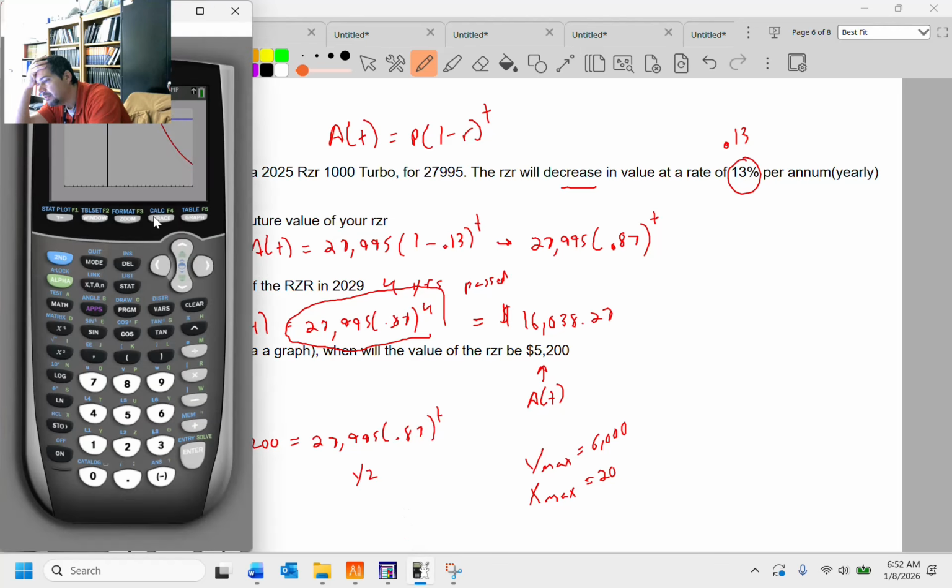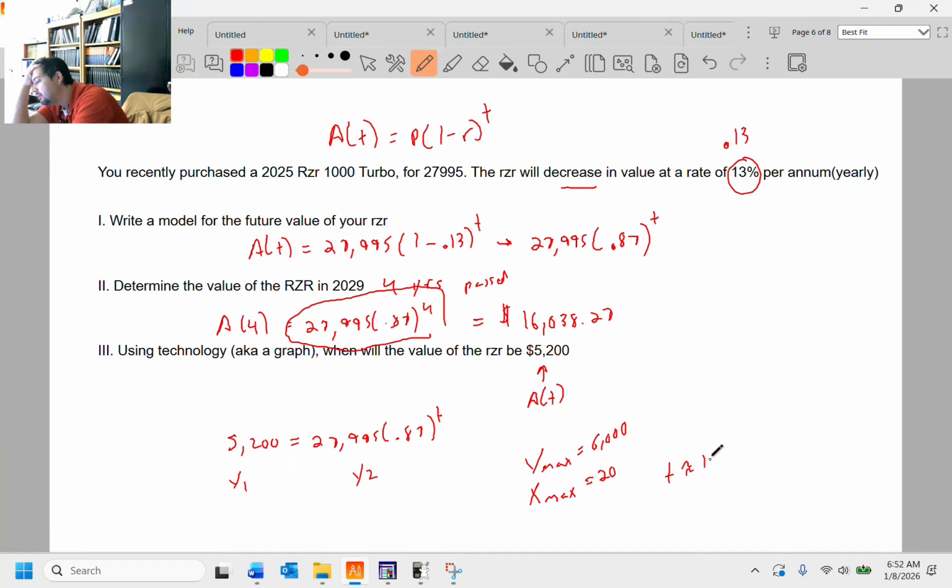So second trace, 5 for intersect, enter, enter, enter. And it took just a touch over 12 years. It was 12.09 years. I'm looking at my X value here, 12.087. So the time is roughly 12.09 years. If you bought this thing in 2025, in 2037, it's only worth $5,200.